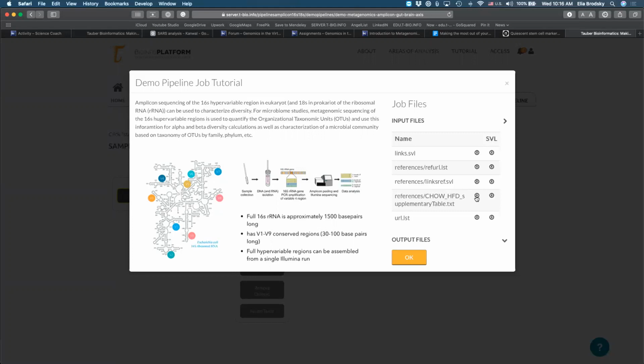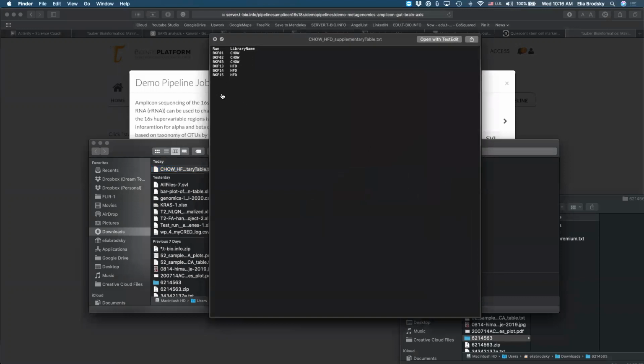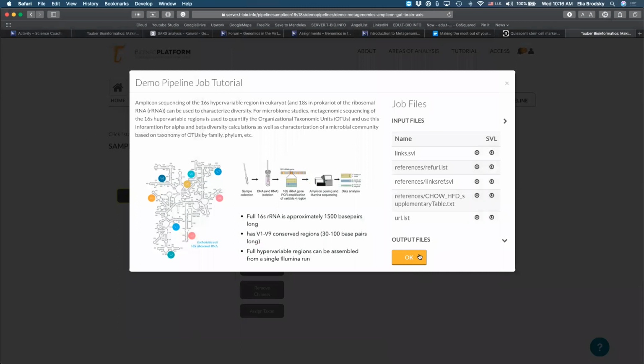Yep, a TXT file. So Muiwa, this is what you should see. This is what the file should look like. You have the run, so this is the individual file, and this is what type of a file it is, associated with the chow diet or HFD diet. All right, so you click on OK.